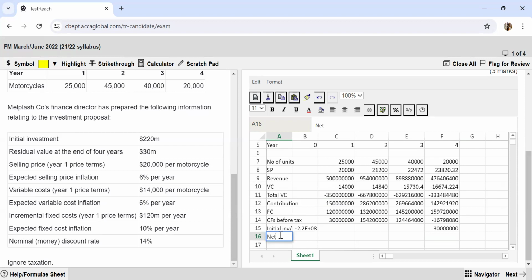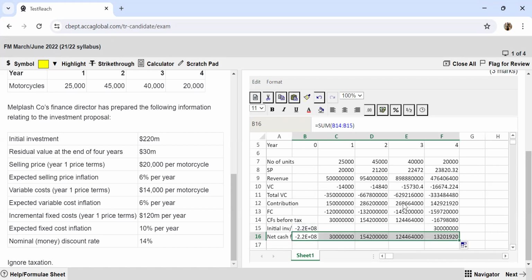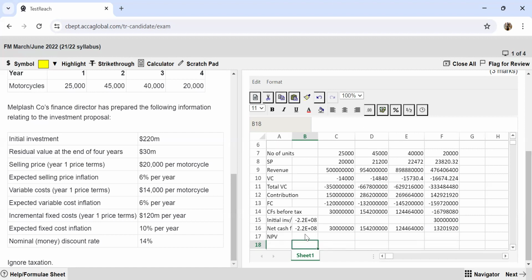And now I can have my net cash flows. So my net cash flows will be the sum from here to here. Again, this can be dragged to the remainder. So you do have your net cash flows. Now, these are the cash flows over which you will apply your discount rate to obtain your net present value. So for NPV, you can straight away use the NPV formula, equals NPV. Select all values from your year 1 to 4. And then you manually subtract the initial investment in year 0.